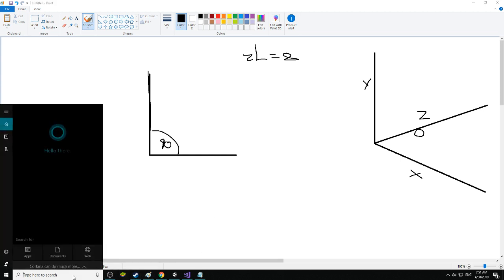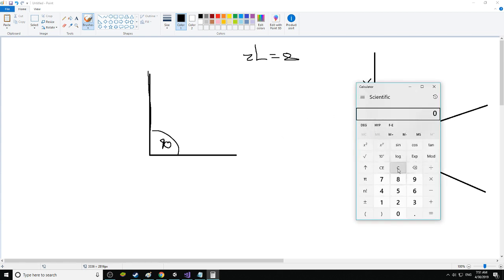Oh, actually, this will be easier. Let's just do this. Take the sine of 90. You go 90 degrees and get the sine, you get a 1.